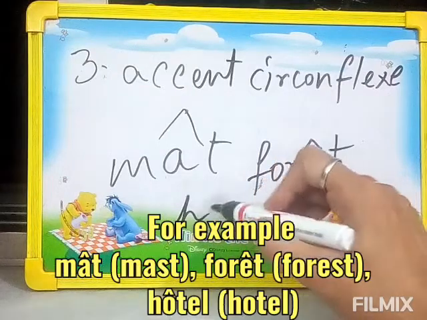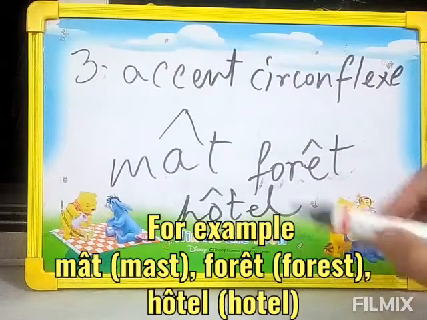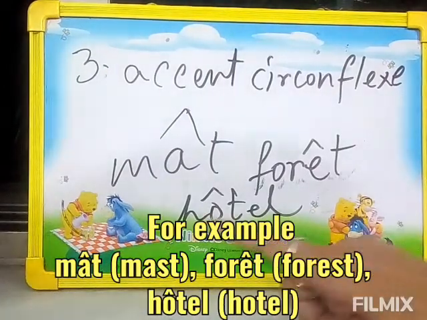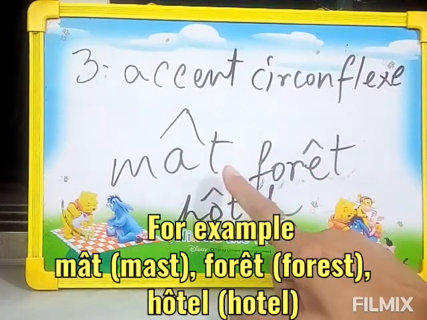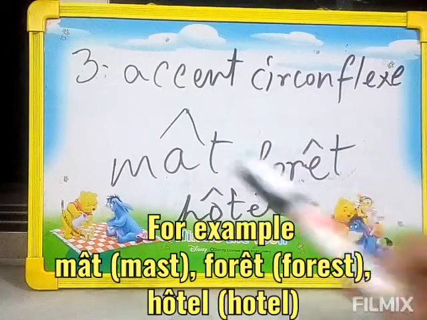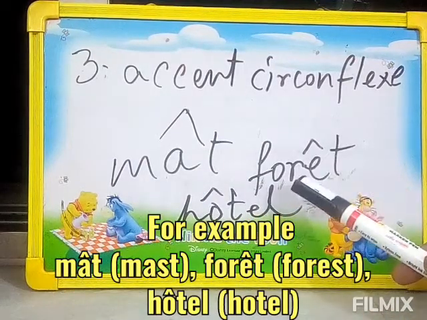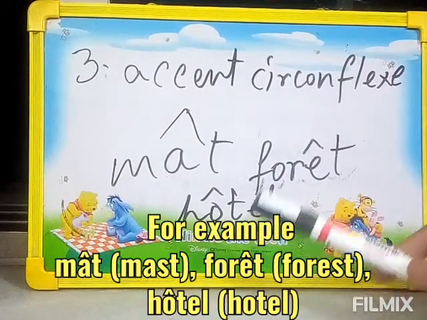Say, hotel, O accent circumflex, T-O-L, hotel. Hotel is hotel. Mat is mast of the ship. Fore is forest. Hotel is hotel. That is, H is mute. In general, in the French language, the last consonant becomes silent, but some exceptions are there. There are words where the last consonant is pronounced, and here also the last consonant is silent, fore. And hotel has an H mute, so it starts from O, hotel.